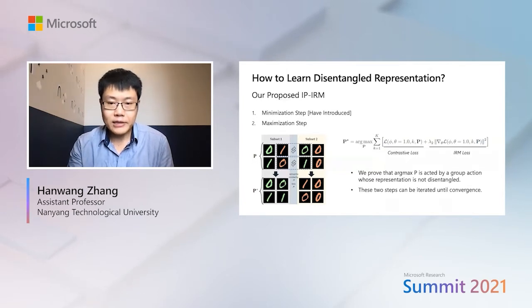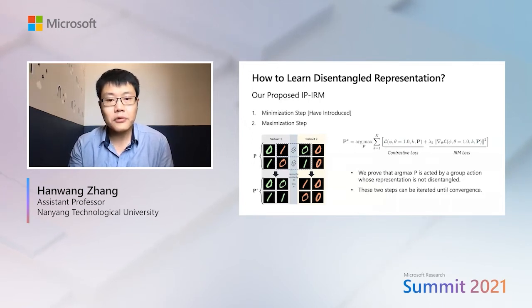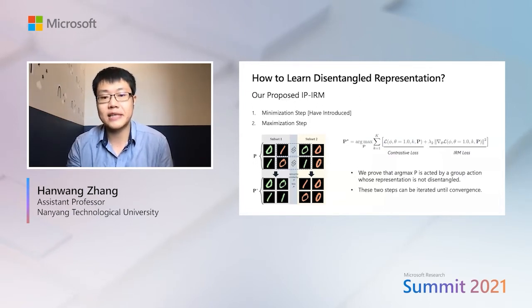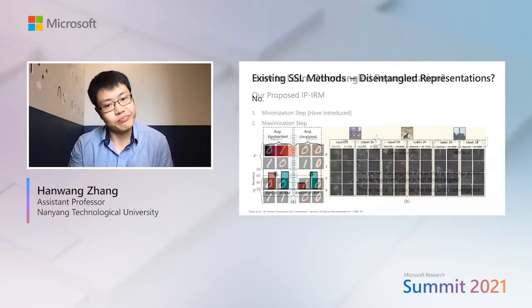For example, as shown in the left figure, the discovered partition is based on the group acting on the color semantic. Subset number 1 is almost green, while subset number 2 is red. Note that our maximization step can be considered as an active causal intervention of the data, which is fundamentally different from the conventional statistical learning that is proved unable to disentangle features.